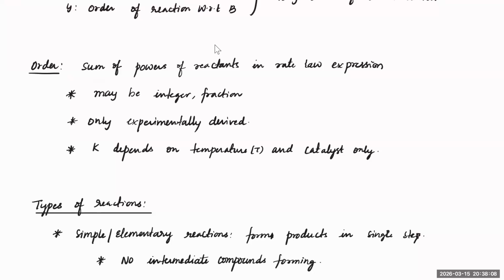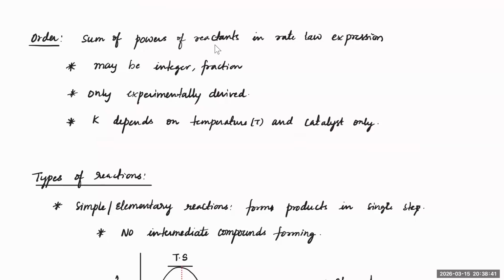Now listen, order may be an integer value, it could be a fractional value, correct? It could be plus, it could be minus, any of that could be possible for order. And order is something which is only experimentally derived. So empirical values are taken at different times. Based on that, we calculate what the order is. Then rate constant depends on temperature and catalyst only. Okay, it depends on temperature and catalyst only. Clear?